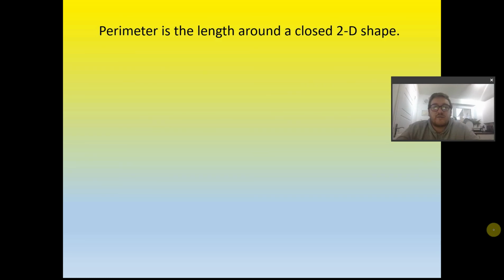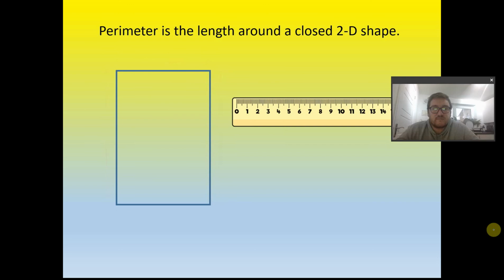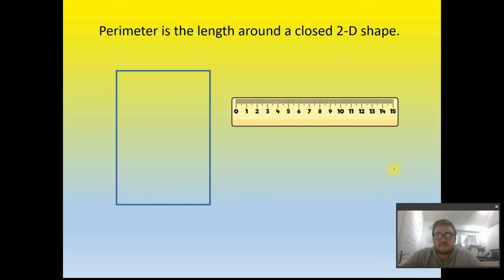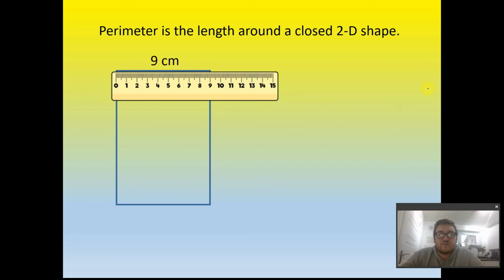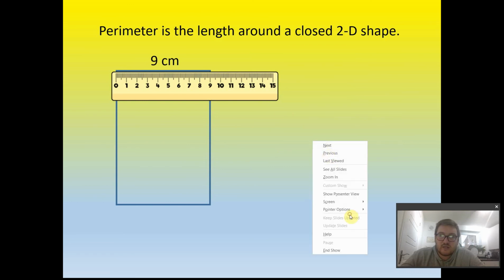Okay, perimeter is the length around a closed 2D shape, as we mentioned. So we can use a ruler to measure these lengths. For instance, starting from one corner and ending at the other, just like we practiced yesterday, make sure your ruler is set to 0. And then just like we did with our warm-up, let's change the color of our pen.